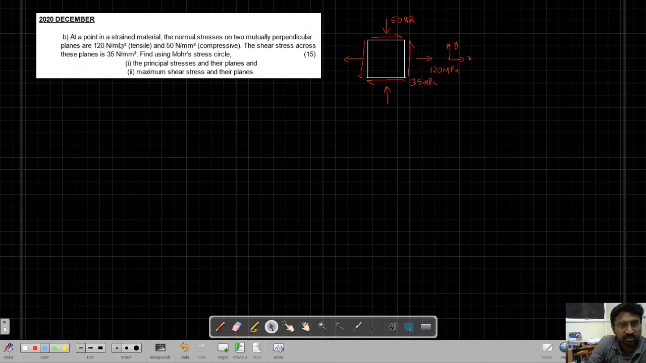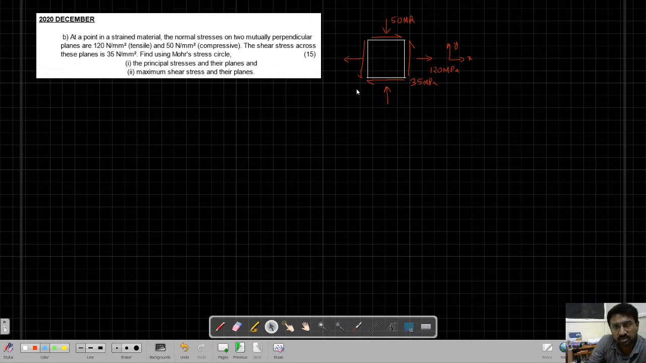Okay. So at a point in a strained material, the normal stresses in two mutually perpendicular directions are 120 and 50 MPa. So 120 is tensile, 50 is compressive. The shear stress across these planes is 35 MPa. Find, using Mohr circle, the principal stresses and their planes, and the maximum shear stress and their planes. Okay, so for this we have to use Mohr circle.